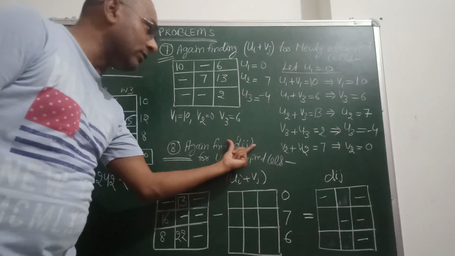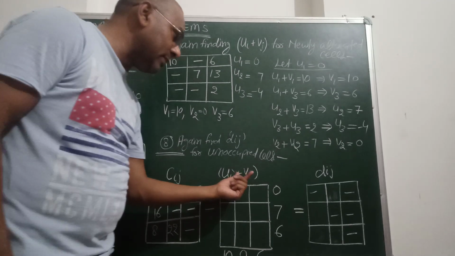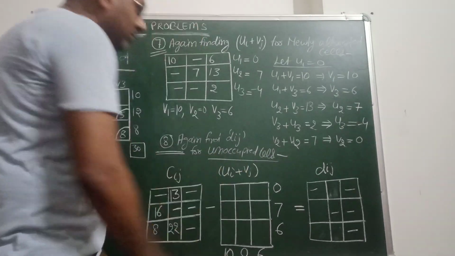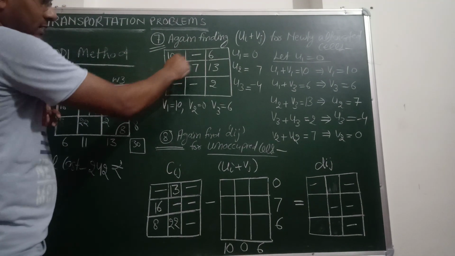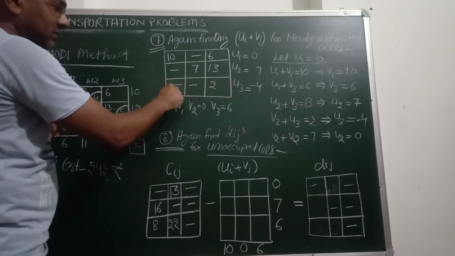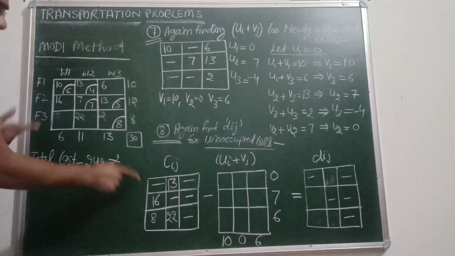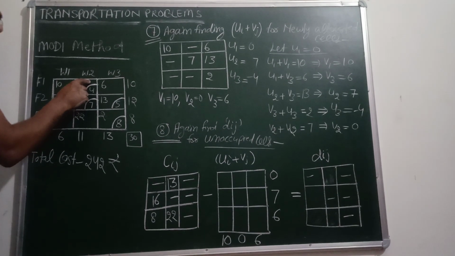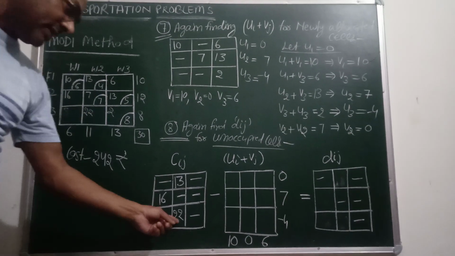We have to find the value of Dij using the formula Cij minus (ui plus vj). This operation has to be performed on the unoccupied cells. So these 4 are the unoccupied cells. We have marked the value of Cij from this table again here. This is 13. In the new table you will see that this is also an occupied cell and it has been entered here.